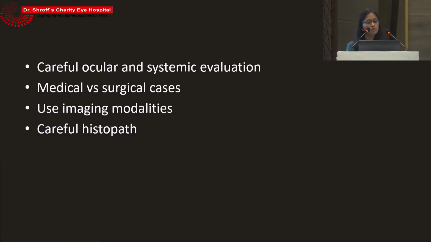So just to conclude, careful ocular and systemic evaluation is very, very important whenever we are seeing a patient of OSSN. Not everybody is a candidate for topical therapy. Please select your patients very carefully, which are surgical and which are medical management cases. Imaging modalities like ASOCT and UBM help a lot. And histopath has to be seen very carefully to ensure that there is no residual disease.